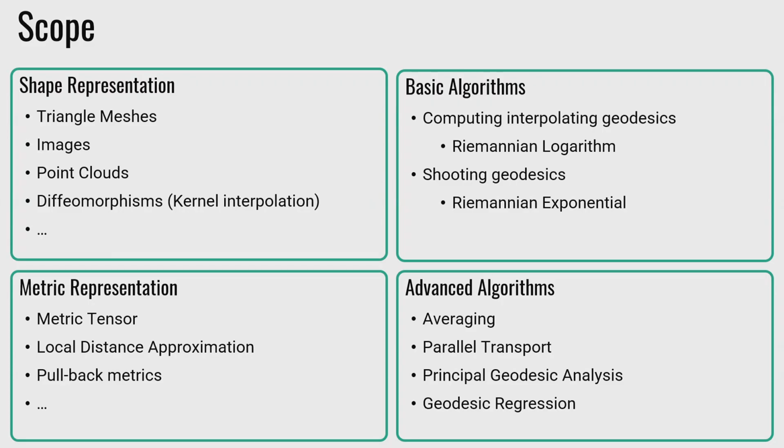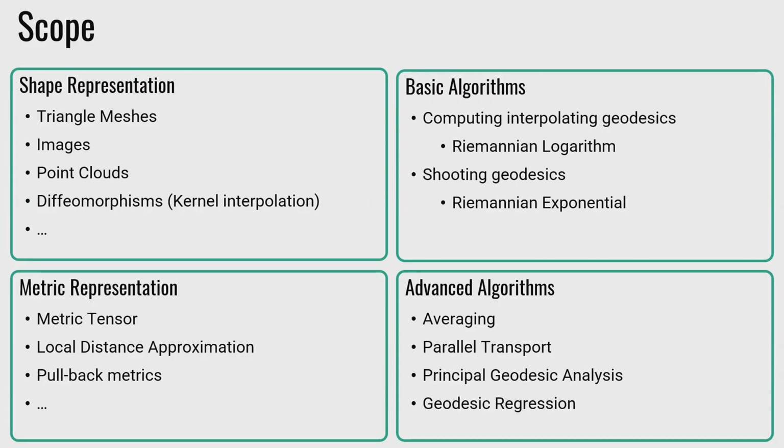There's tons out there. And then you have to represent your metric on your shape space somehow. So either you have to implement this metric tensor, this G that we talked about, or you have to implement this local distance approximation, like this W that we talked about, or there are other ways to define metrics by, for example, having transformations of your space.